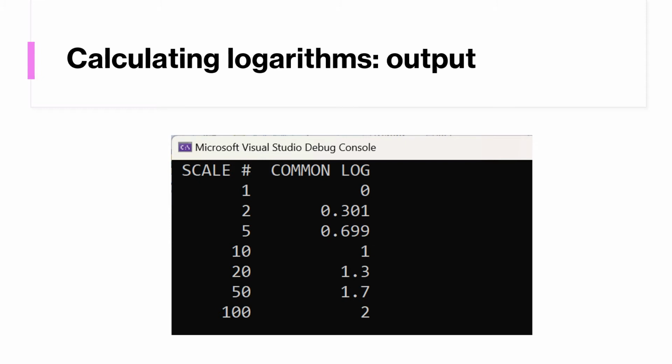Okay, so here's what the output of our little program does. It shows that 1 has a log of 0, 2 has a log of 0.301, 5 has a log of 0.699, and they step up to 20 is 1.3, 50 is 1.7. So you can see that these are not quite evenly spaced. We go to 0.3 and then 0.7 and then 1, 1.3, 1.7, and 2. It's close, but it's not quite a perfect log scale.